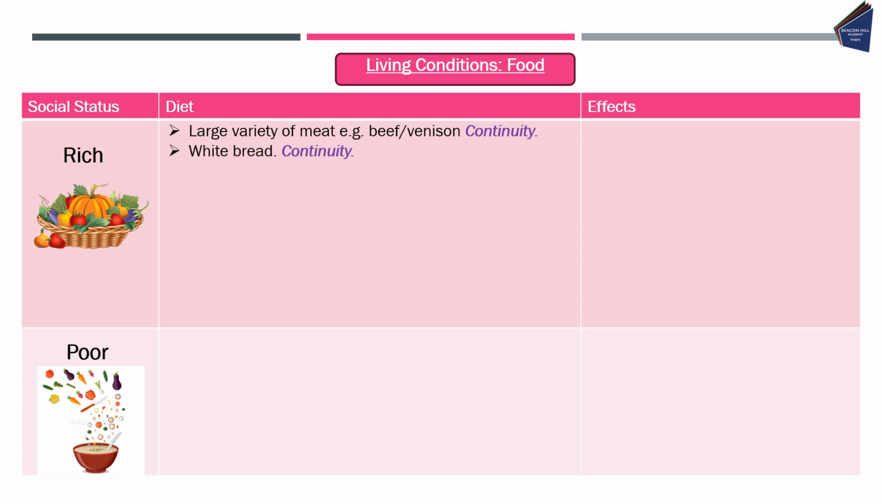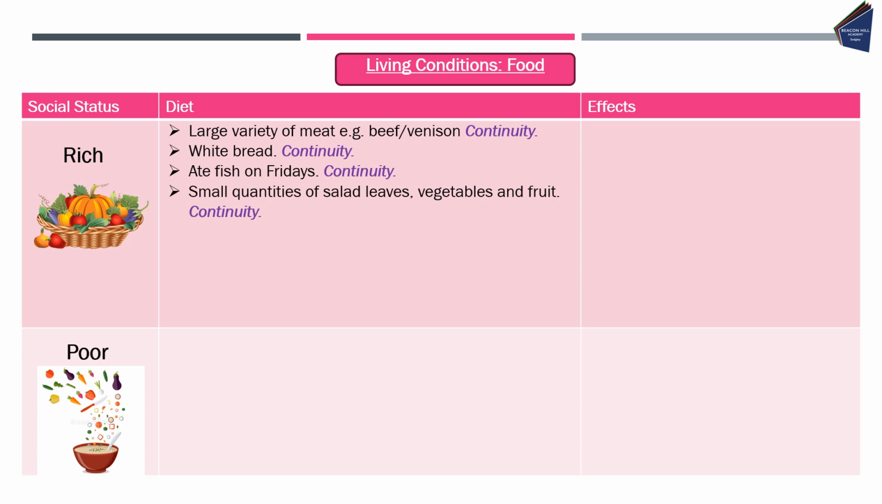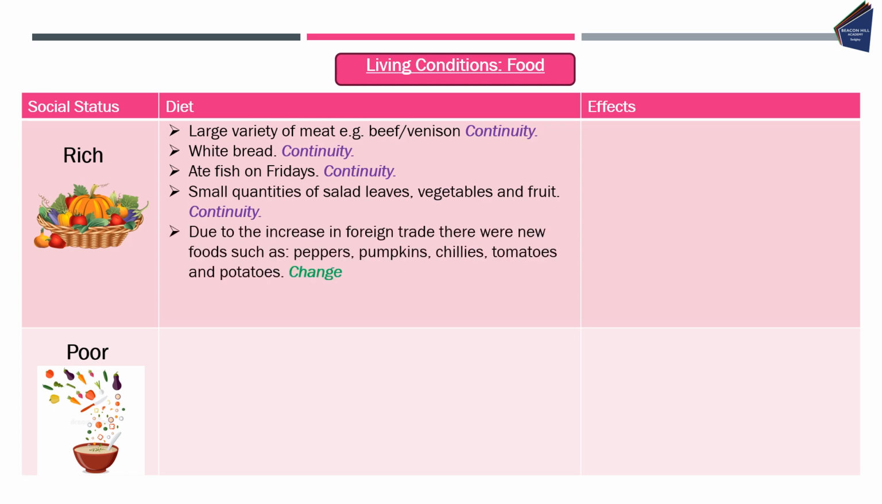They also continued to eat white bread. They ate fish on Fridays, which again, remember, was the same with medieval. There was no meat consumed on a Friday. They had small quantities of salad leaves, vegetables and fruit. But there is a change here.